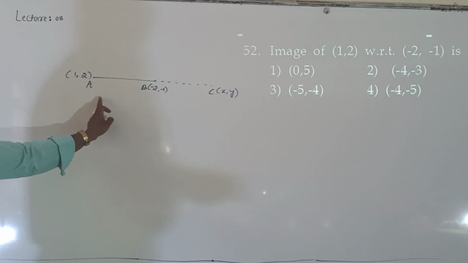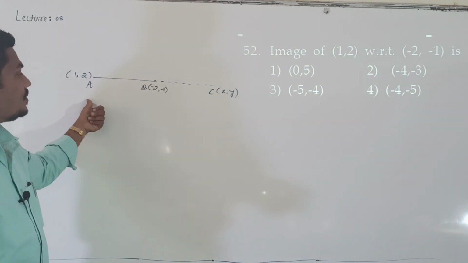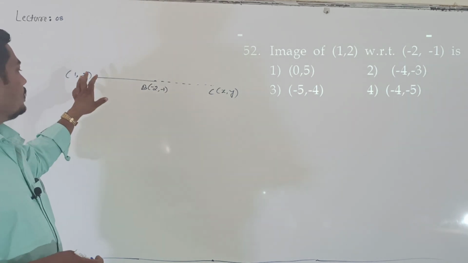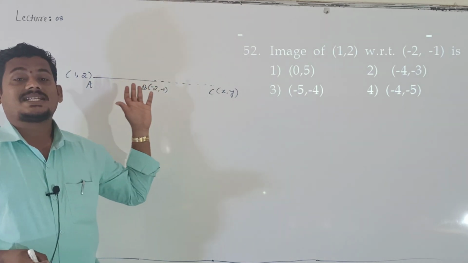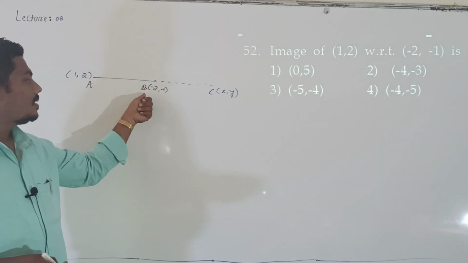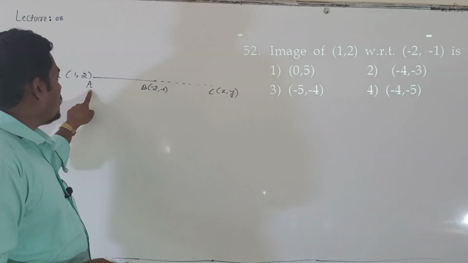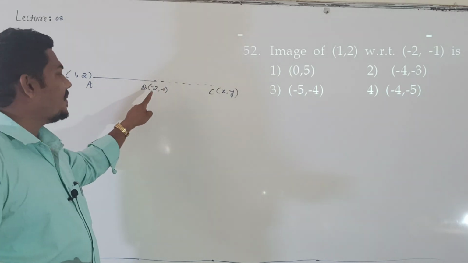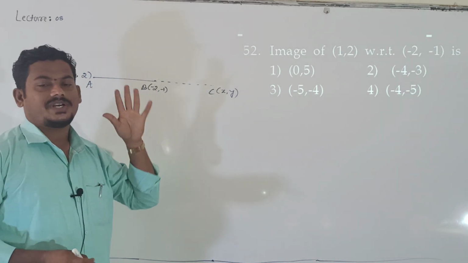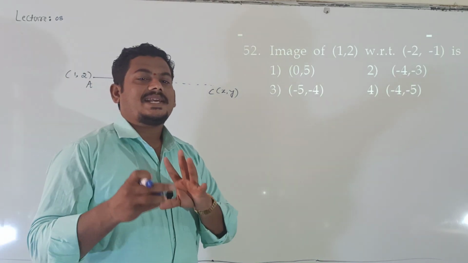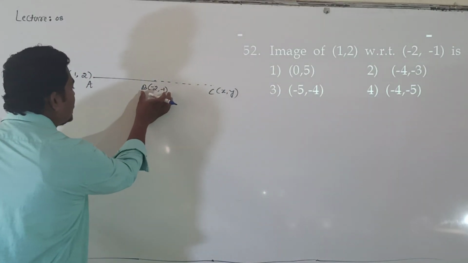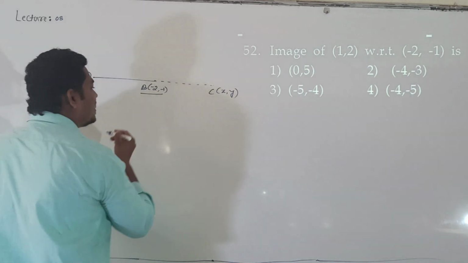Then C is the image of point A with respect to point B. And remember one thing, the point and image points are equidistant from the point with respect to which the image is taken. Means point A and point C are equidistant from this point, because we are finding the image of this point with respect to this point. Equidistance means clearly B is the midpoint of AC.